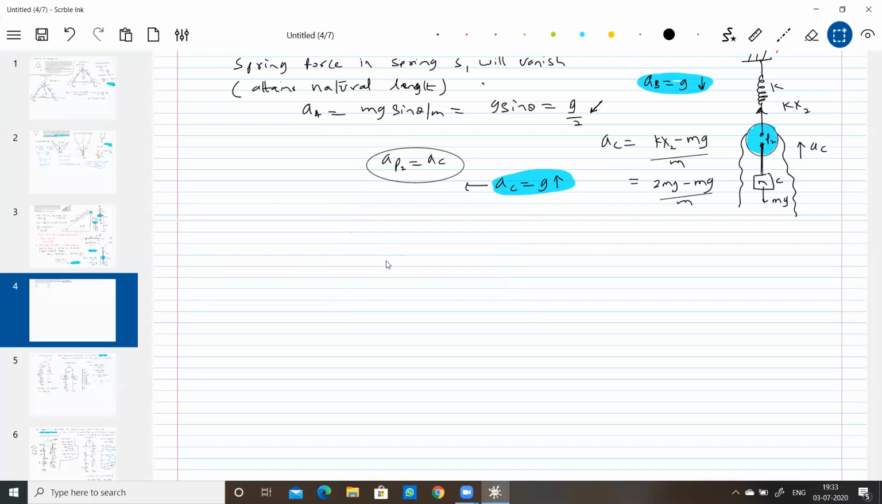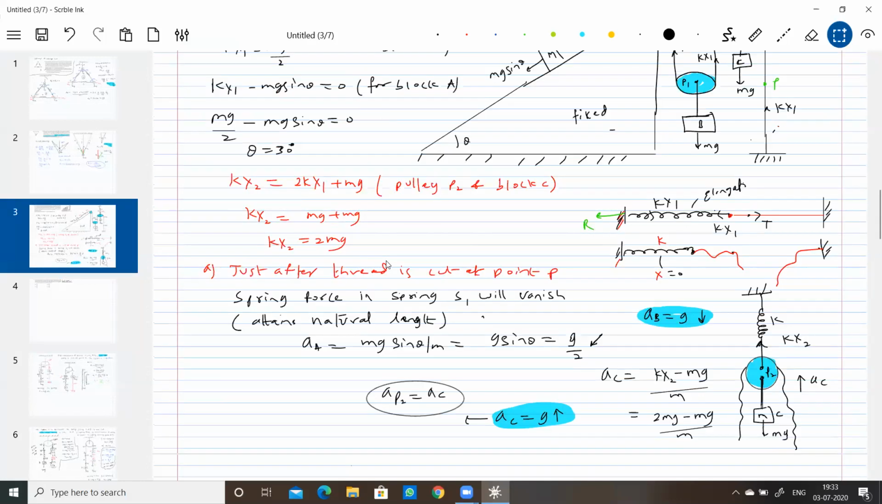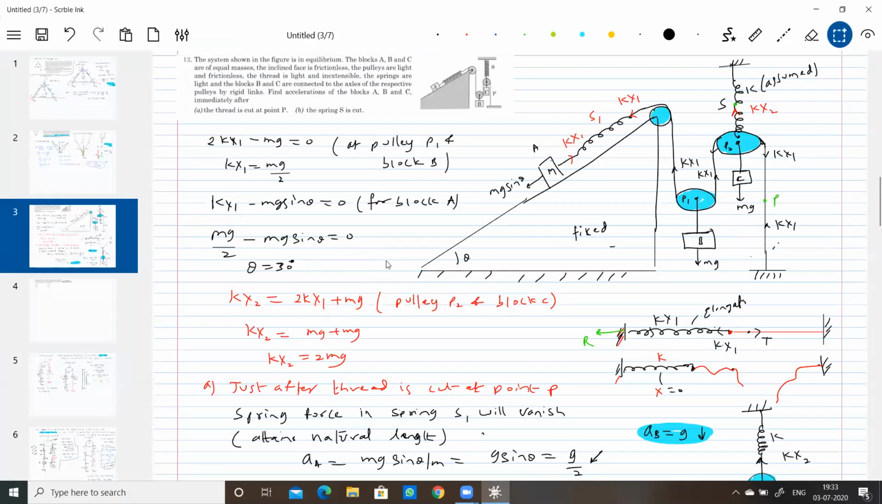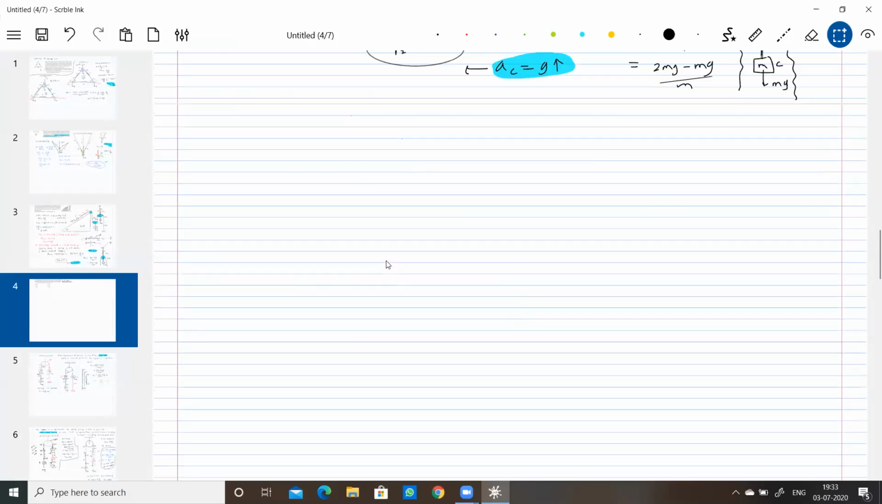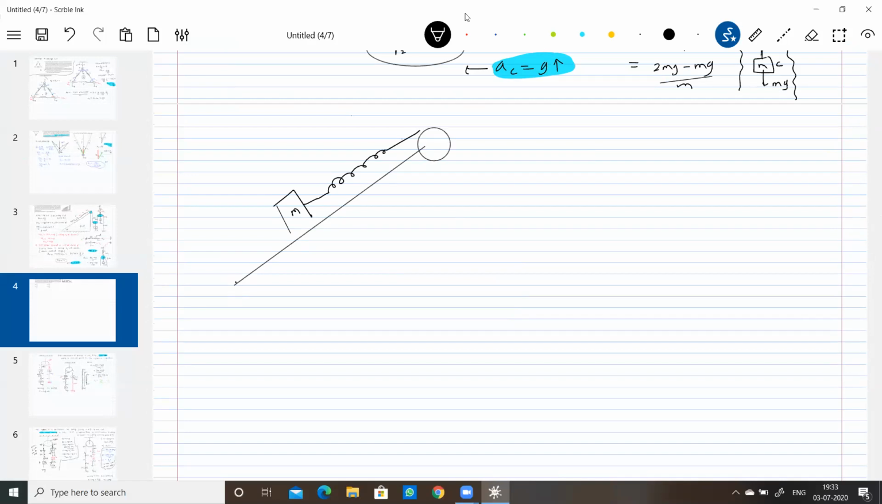Sir, is S on the spring or is it on the string connected to the spring, sir? S is the point on a spring, no? Okay, sir. Okay, I'll get the diagram. So there's a block. There's a pulley.